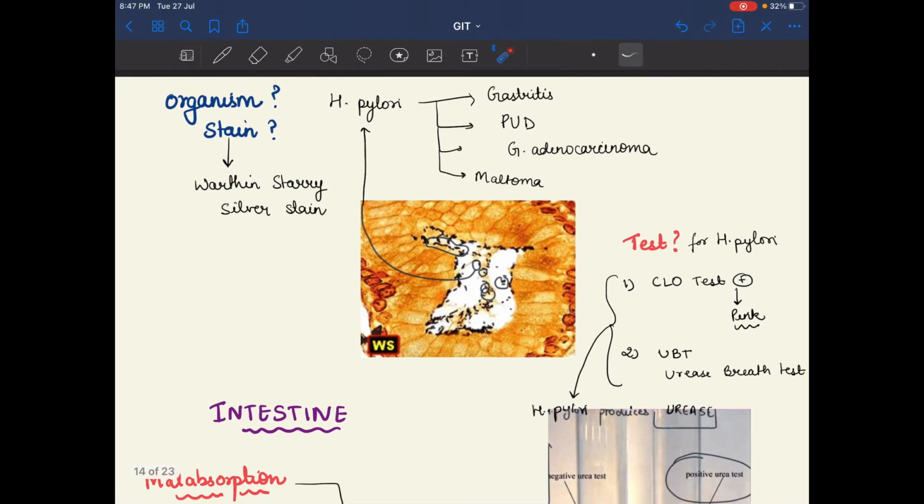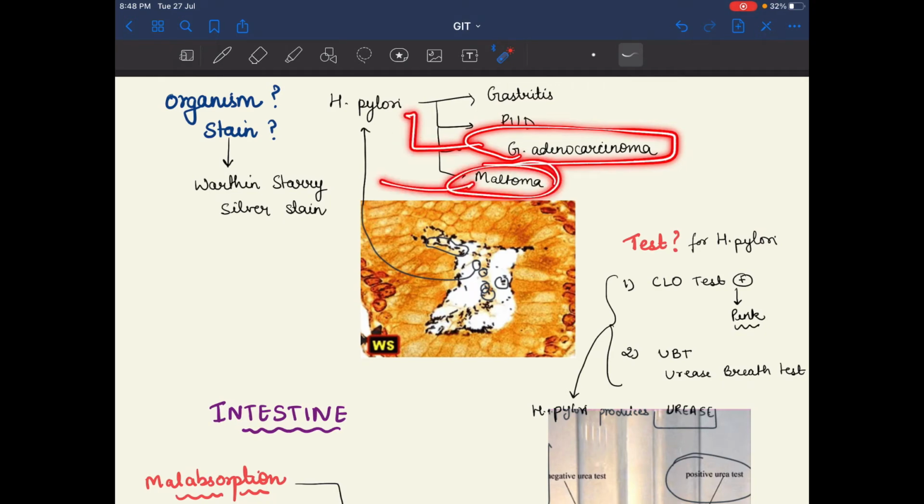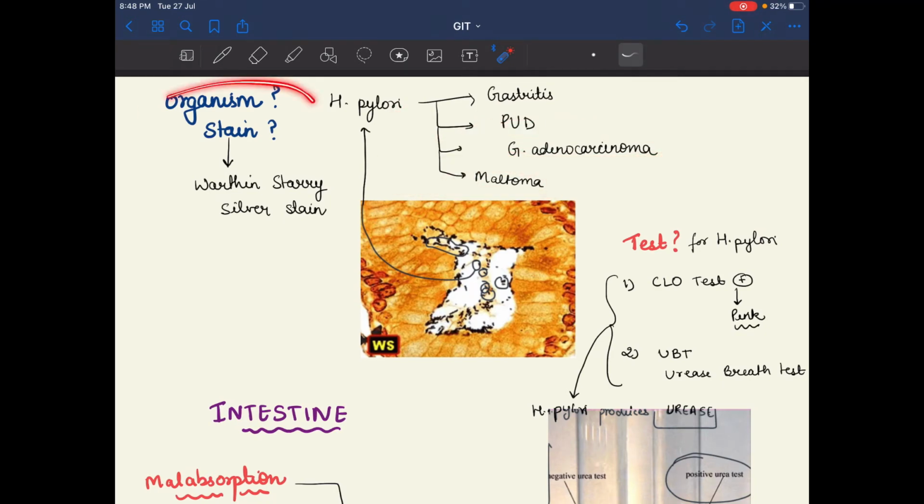Now organism stain, as we already discussed H. pylori in so many places. So H. pylori is in gastritis. Which type of gastritis? Chronic gastritis, and in chronic gastritis, type B. So type B gastritis is due to H. pylori. Peptic ulcer disease is also due to H. pylori. Gastric adenocarcinoma and maltoma are also due to H. pylori.